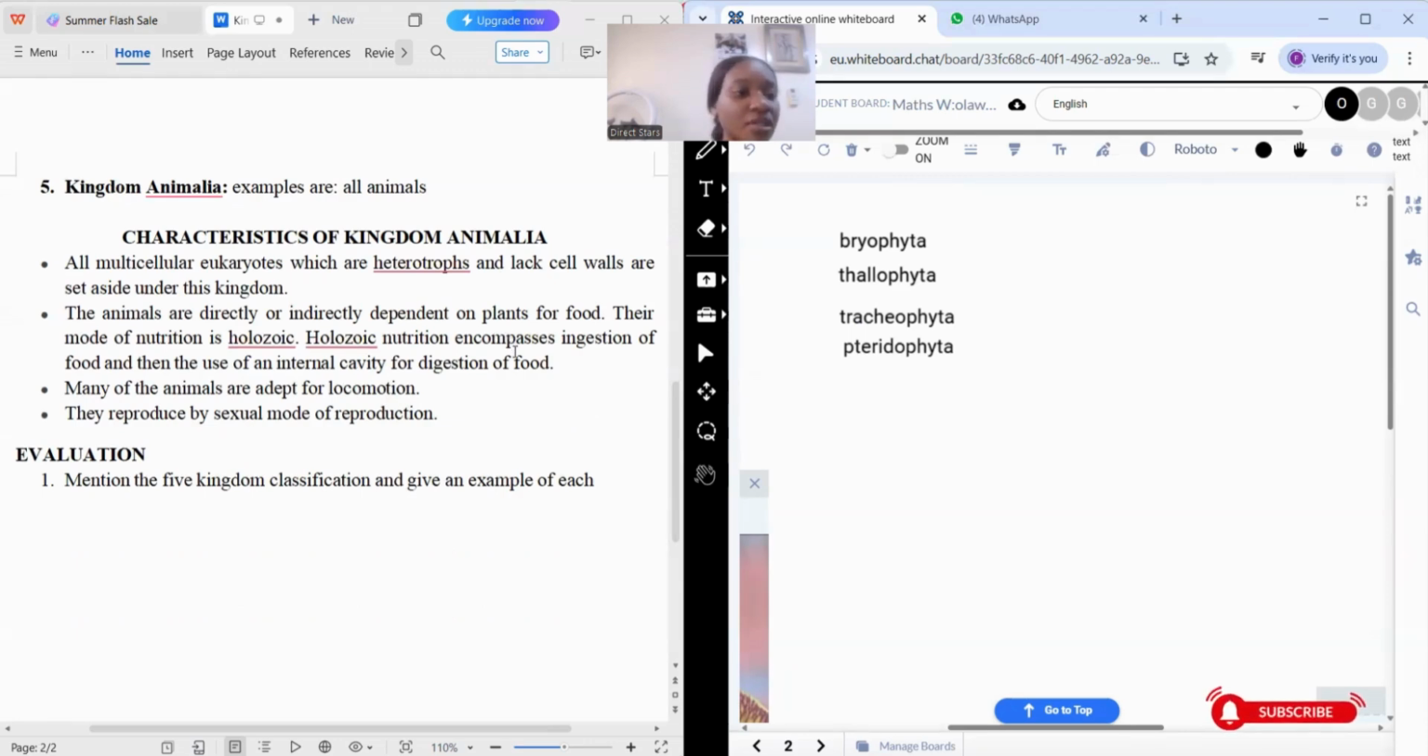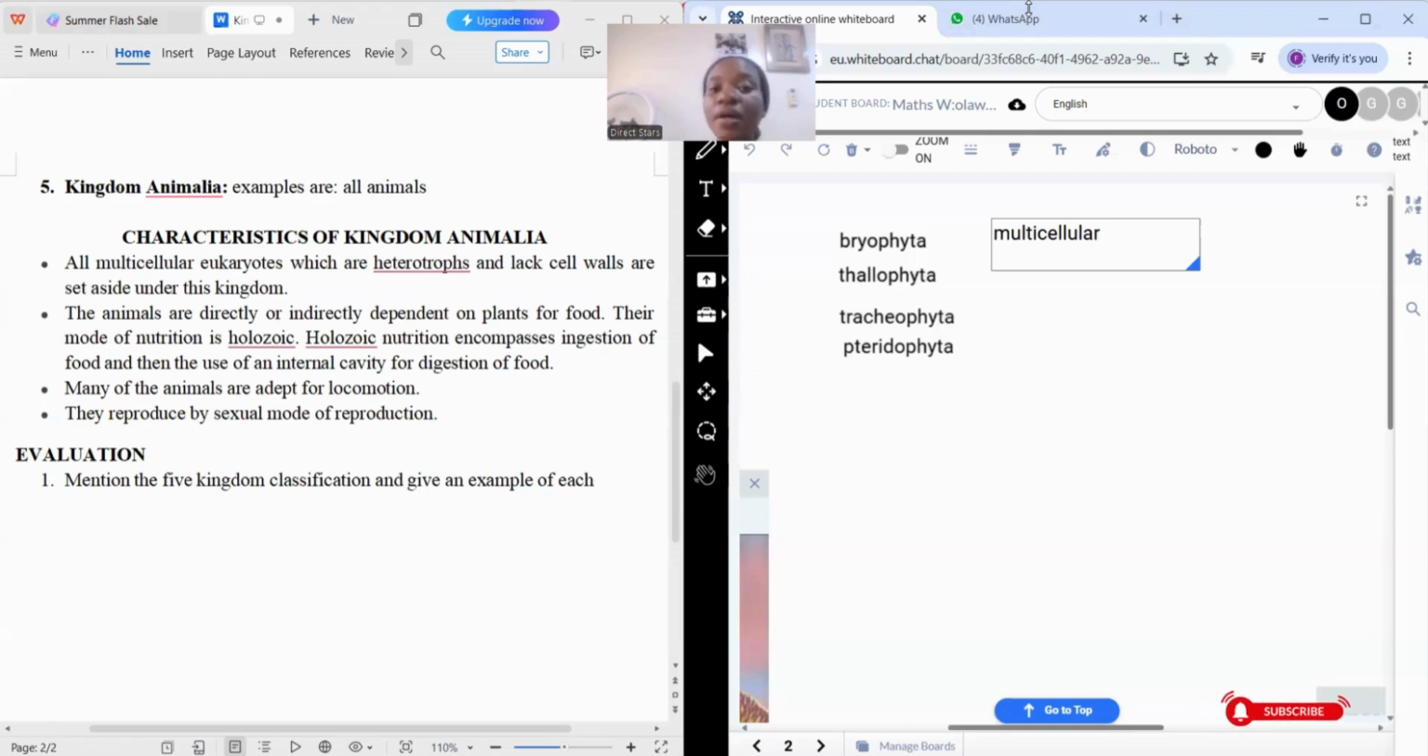The first characteristic here says that all are multicellular eukaryotes, they are heterotrophs, and they lack cell walls in this kingdom. So in this particular kingdom, all the organisms you find here are multicellular. When I talk about multicellular, what do I mean? When I say they are multicellular, that means they have more than one cell. For example, the human body is made up of billions and billions of cells.